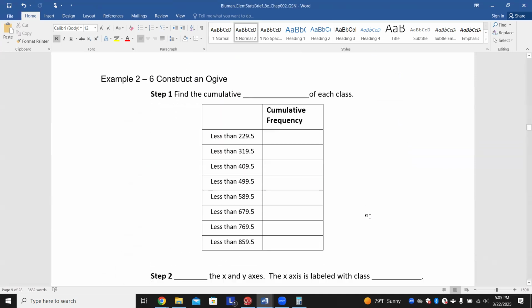All right, so with that, looking at example 6, very much the exact same thing, but to do an ogive, this is going to be finding the cumulative.